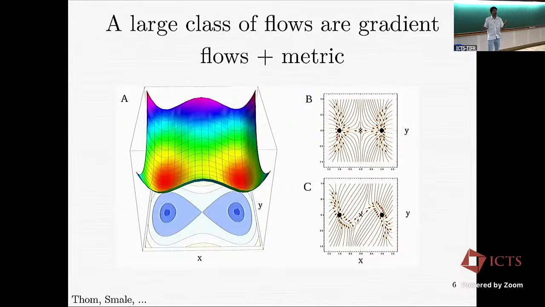You have to assume structural stability, which means that you assume these flows are qualitatively similar if you make small perturbations to the flow, and you have to assume boundedness. In that case, it turns out there's a theorem that tells you that you can write these flows as just gradient flows, with the caveat that there's a metric.